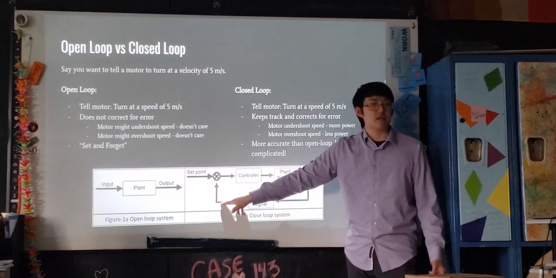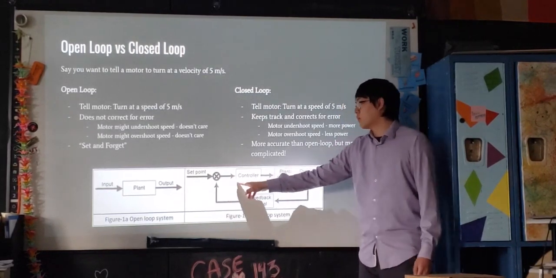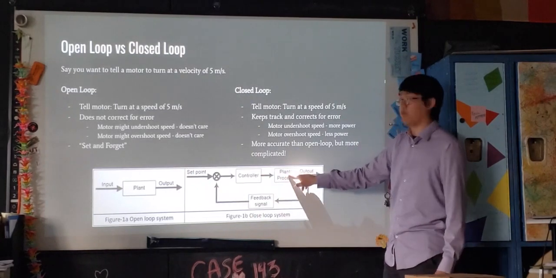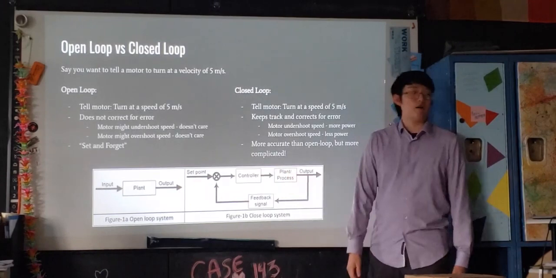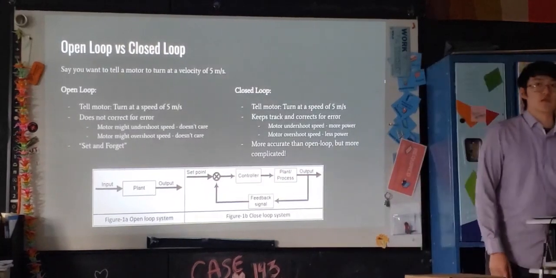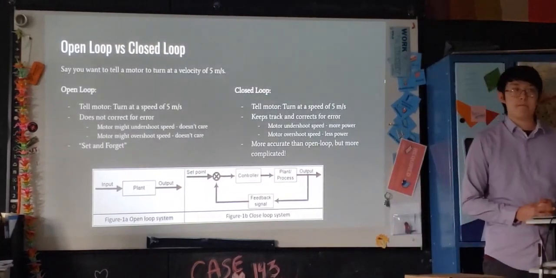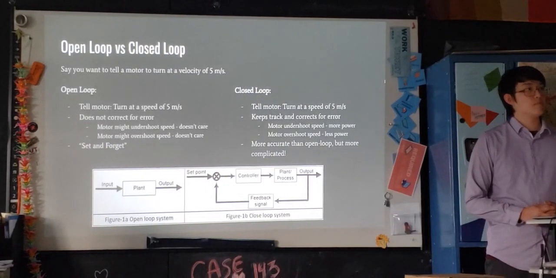the motor reports that it's undershooting its velocity, the controller will say, hey, amp it up a bit and put more power into the plant. If it's overshooting, it will tell it to lower the power. That's open loop versus closed loop. Any questions? Where do we have closed loop on the robot? Do we have any open loop?